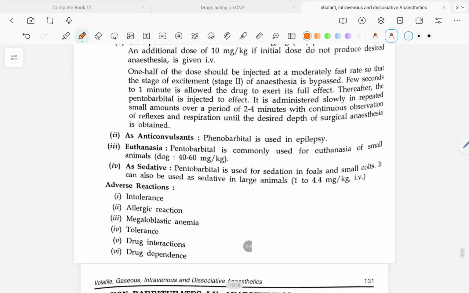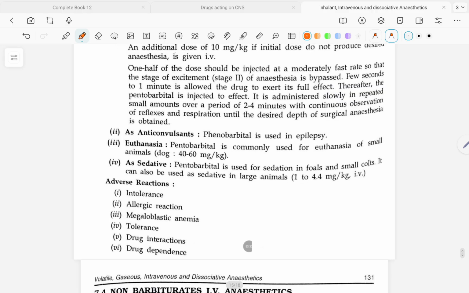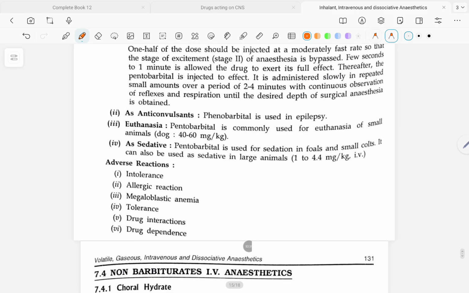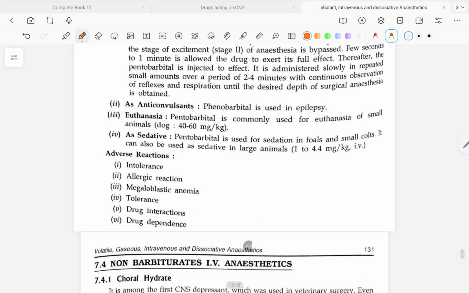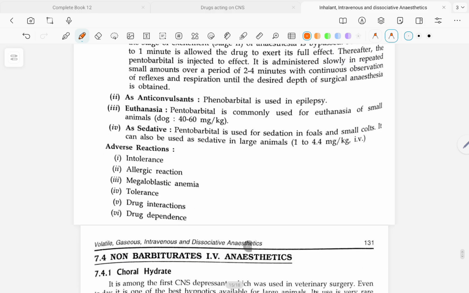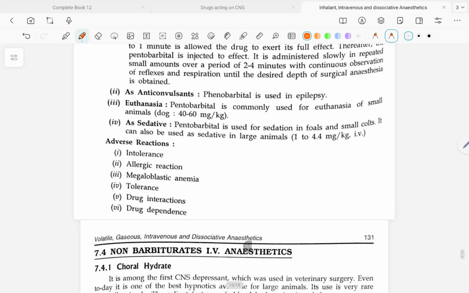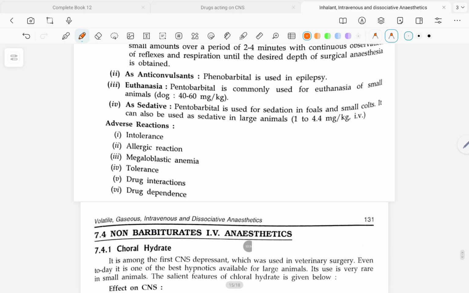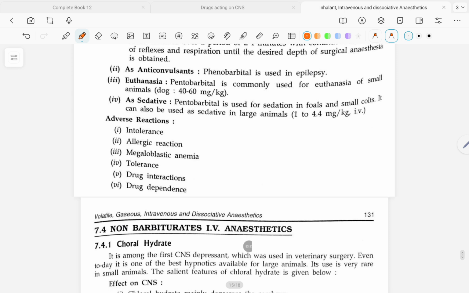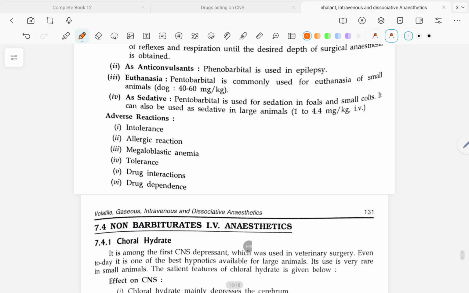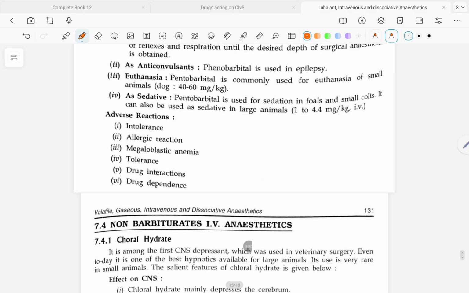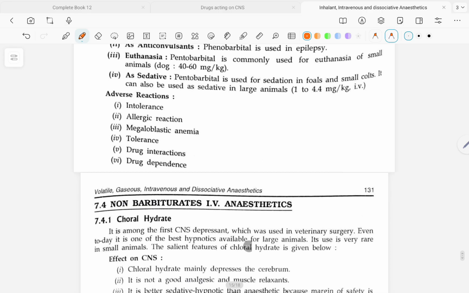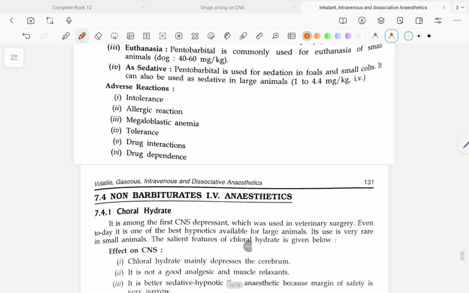As an anticonvulsant, phenobarbital is used in epilepsy. Euthanasia. Pentobarbital is commonly used for euthanasia of small animals, dog 40 to 60 mg per kg. As a sedative, pentobarbital is used for sedation in foals and small calves. It can also be used as a sedative in large animals, 1 to 4.4 mg per kg IV. Adverse reactions: intolerance, allergic reaction, megaloblastic anemia, tolerance, drug interaction, drug dependence. Non-barbiturate IV anesthetics.